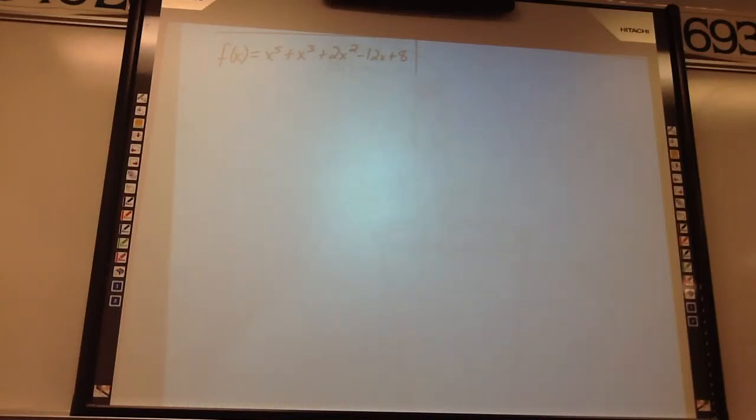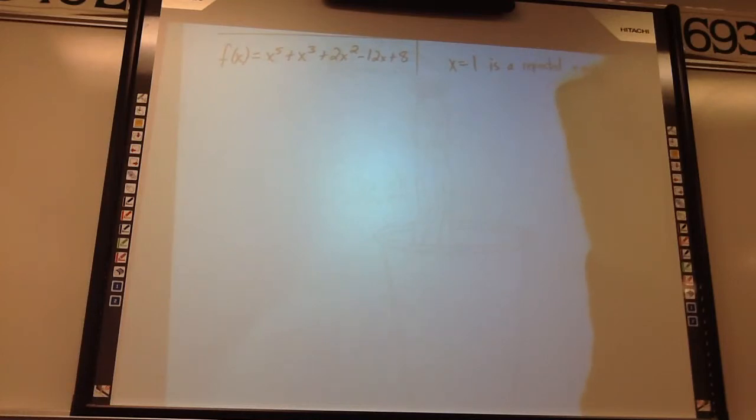So I will always either give you one of the zeros, or maybe 2 of them, or I'll let you use a graphing calculator to find 1 or 2 of them. And then once you know that, you can move on. So for example, let's say I give you this, and I say, okay, x equals 1 is a repeated 0, actually.